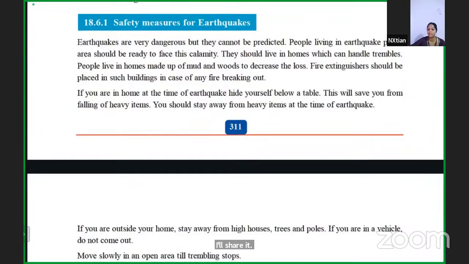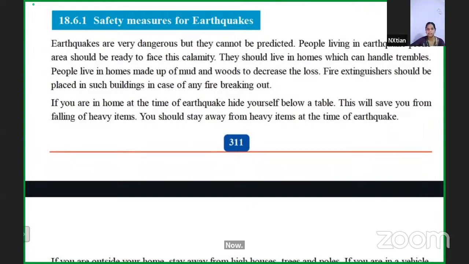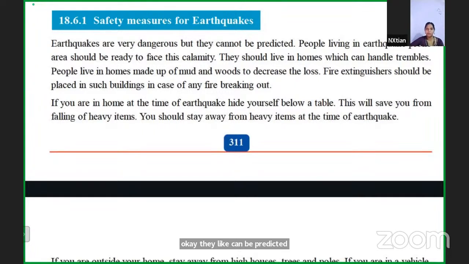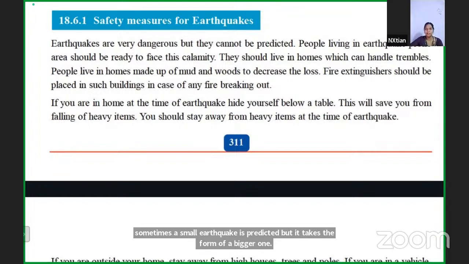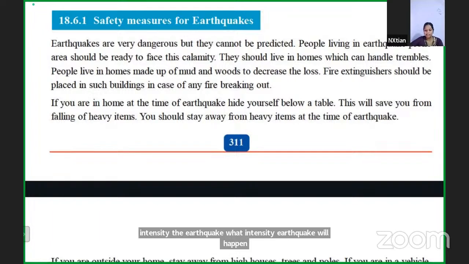Now we'll talk about the safety measures that we should take during an earthquake. Earthquakes are very dangerous, but they cannot be predicted. Well, sometimes they can be predicted, but sometimes they may not be. Both situations can happen. Also, sometimes a small earthquake is predicted, but it takes the form of a bigger one. You might not be able to predict what intensity of earthquake will happen.